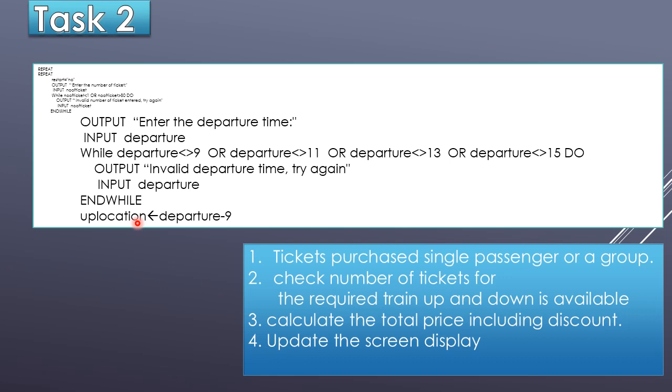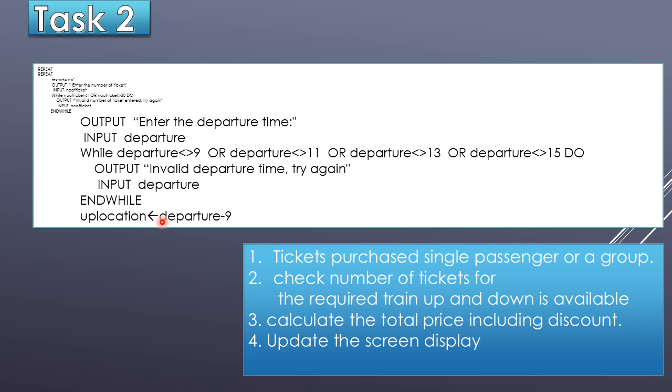in the particular location, so we are subtracting 9. For example, if you give a departure time of 9, then 9 minus 9 is going to be 0. So this 0th location we are going to update with the number of passengers going to travel as well as how much money is charged for the number of passengers. So those things we are going to update in the particular location.